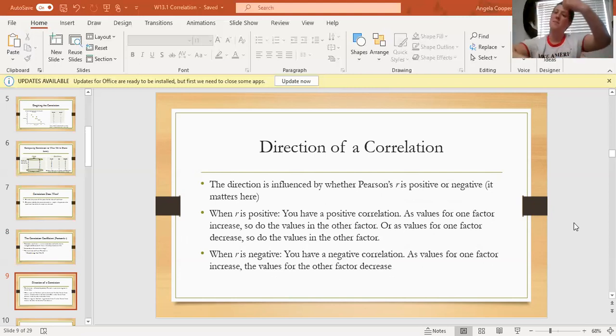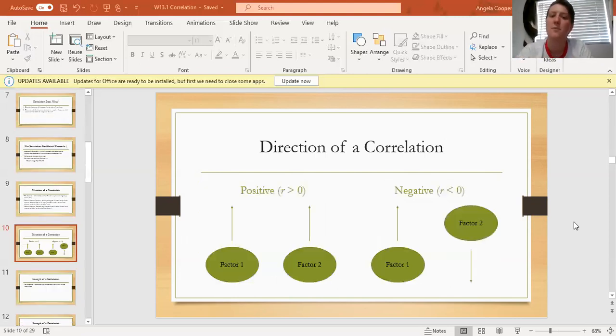So as one variable is increasing, the other is decreasing. They're actually heading in opposite directions. That is a negative Pearson's R. You have a negative correlation when your Pearson's R is negative. It's pretty simple to point out.